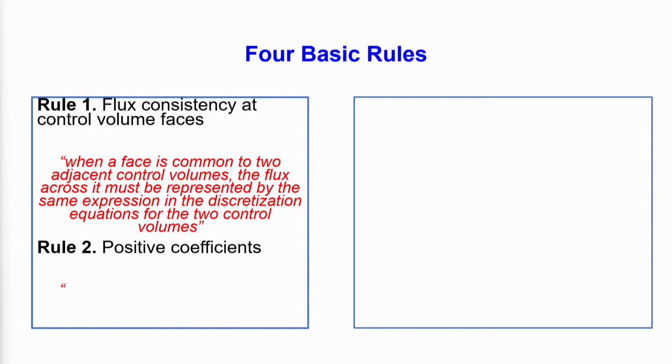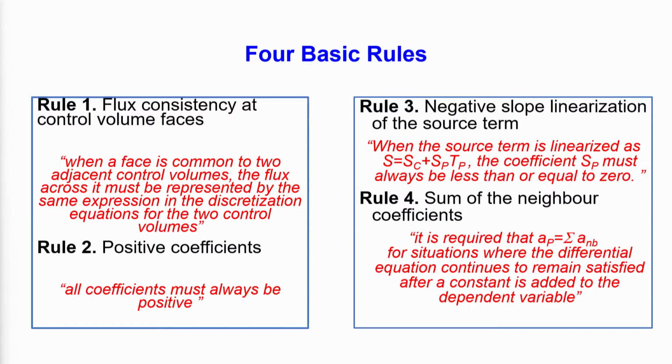So, how will you test that? Professor Patankar put forward these 4 rules, which are called the 4 basic rules. Rule 1: flux consistency at control volume faces. When you have a face which is common to 2 adjacent control volumes, the flux across it must be represented by the same expression. That means it is a continuous flux, so to say. This is quite understandable, but we have to see that it is really happening.